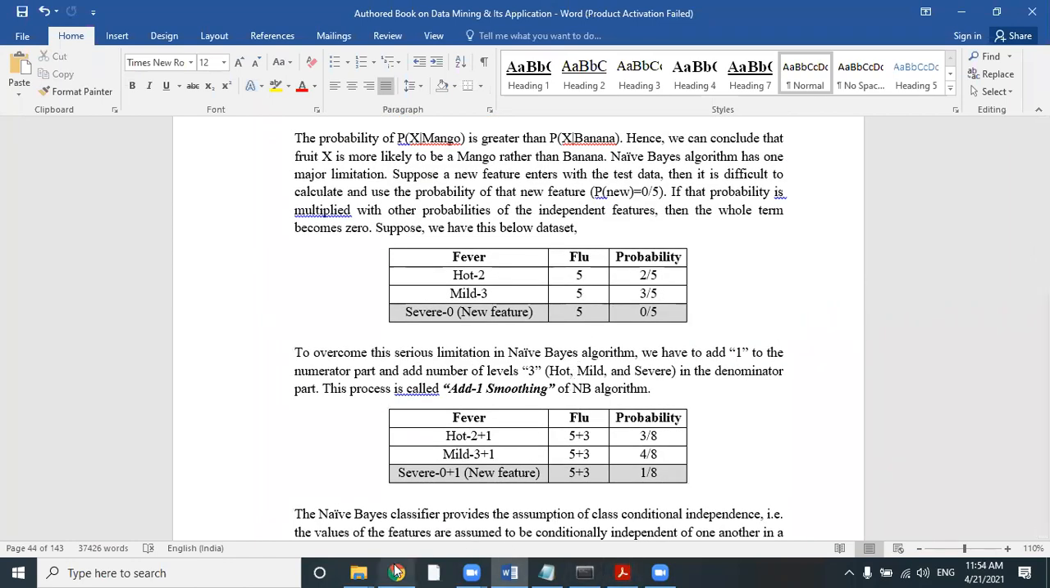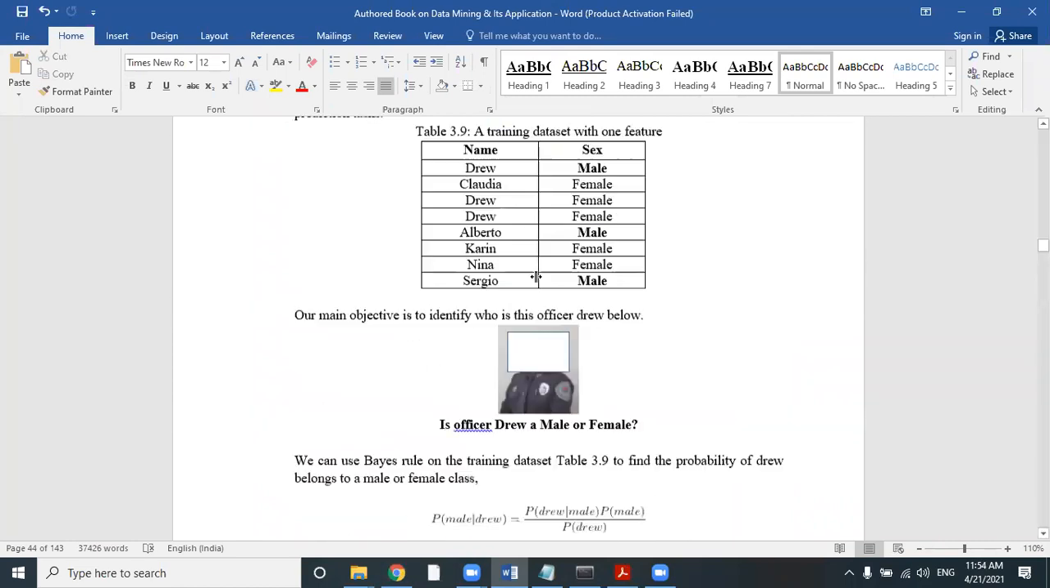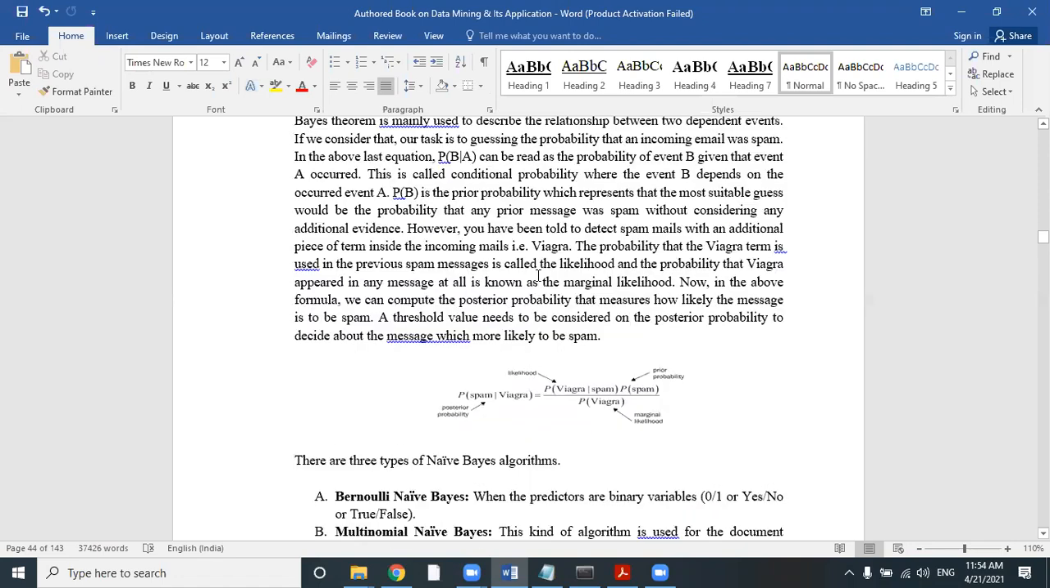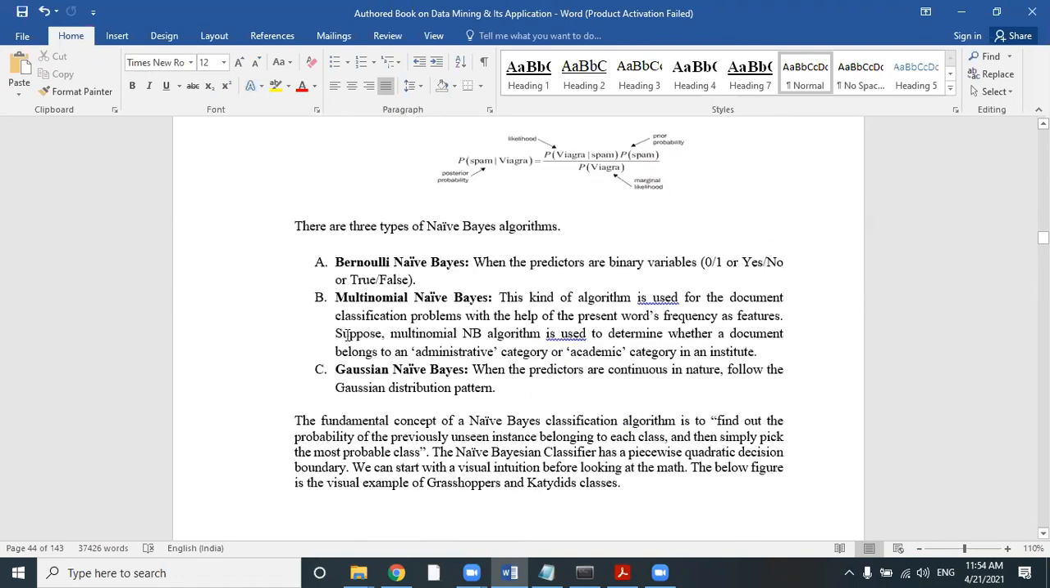What are the pros and cons, or you can say the advantages and disadvantages, of naive Bayes classification? There are three types of naive Bayes classification. We mainly follow these. Gaussian naive Bayes, when the predictors are continuous in nature and follow the Gaussian distribution pattern, which I showed you.